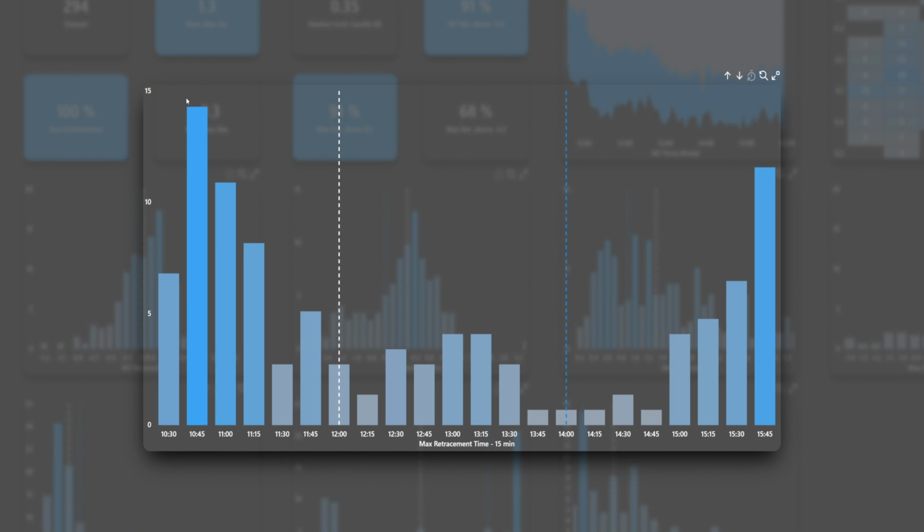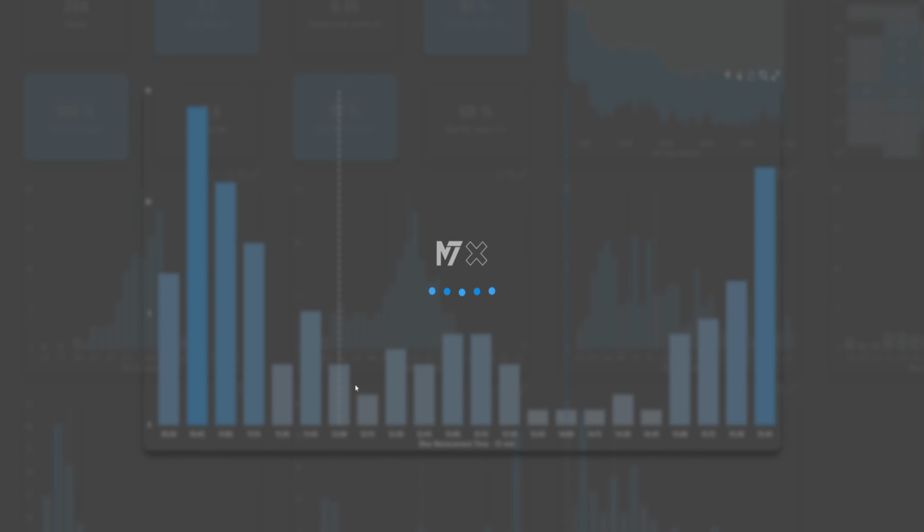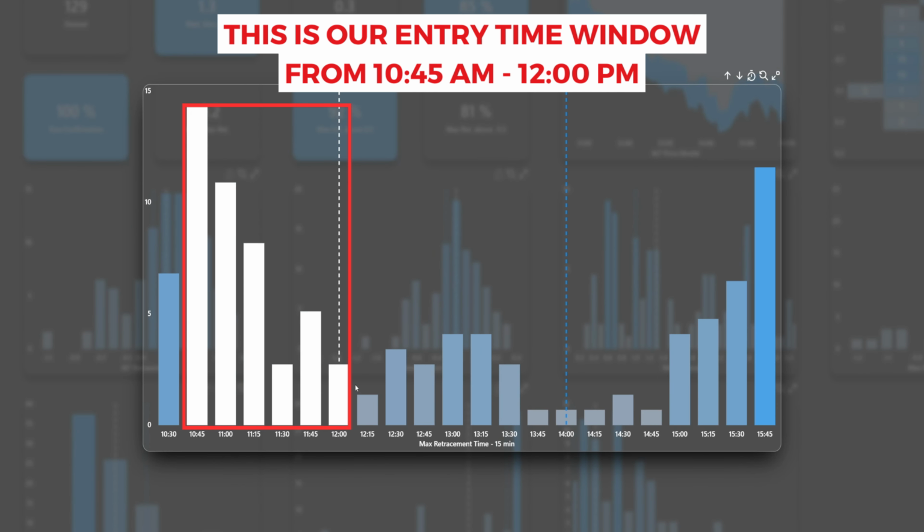The median time of 12 p.m. marks the time where historically 50% of maximum retracements during the session happened. The mode and the median time mark the time window we want to look for entries.